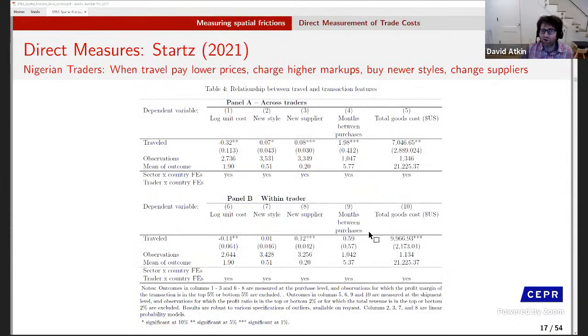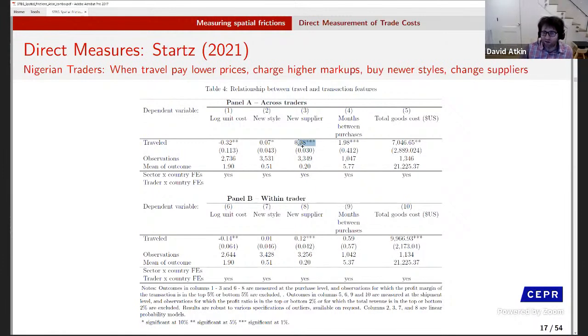Finally, when you do travel, what are the benefits of traveling? Well, you get a lower unit cost. You're paying less for each unit that you buy, so you're better able to pick the cheaper products. You're more likely to get new styles, especially when it comes to things like clothing. You're more likely to pick up the latest fashions.